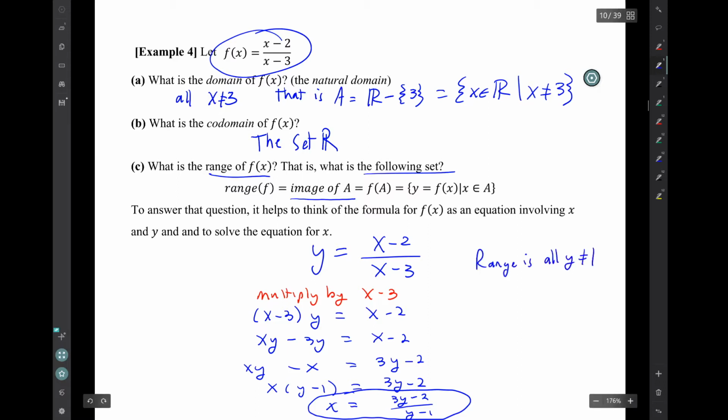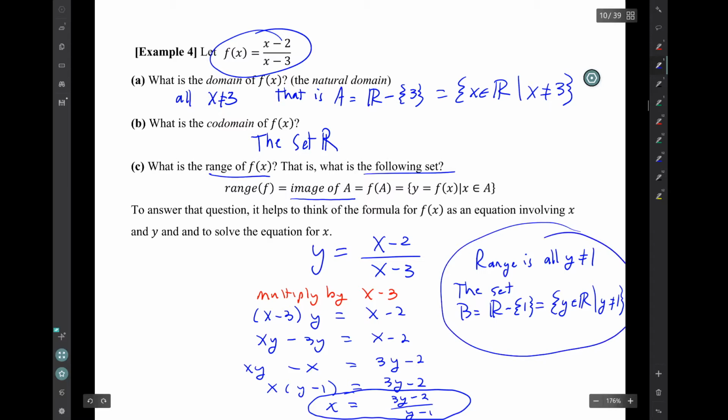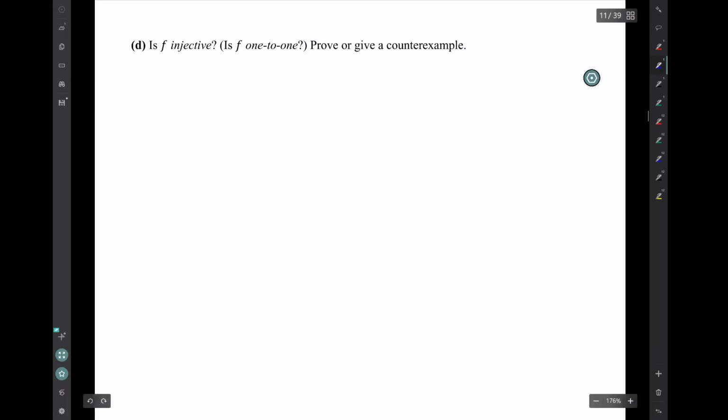I'm going to give that set a name. So the range of function f of x is this set B, the set of all y's that are not equal to 1. Is f injective? That is, is f one-to-one? Well, it turns out that it is.